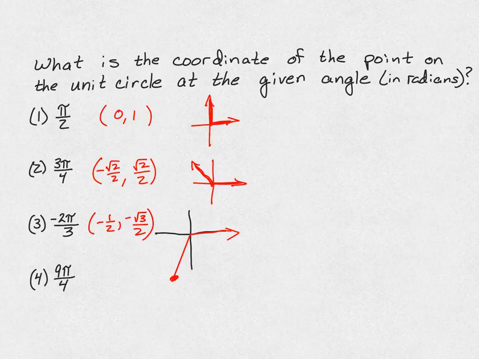All right, and then the last one, 9 pi over 4. If you rotate all the way around one complete revolution, that's 2 pi. Well, 2 pi is the same thing as 8 pi over 4. So we need to rotate around 8 pi over 4, but then go an extra pi over 4. The point here is the same as just pi over 4. That coordinate was √2 over 2 and √2 over 2. Both of them are positive because we are dealing with the first quadrant.